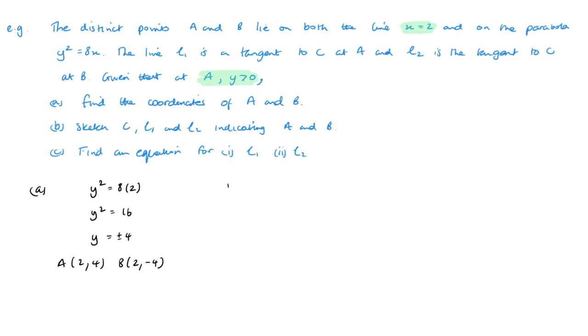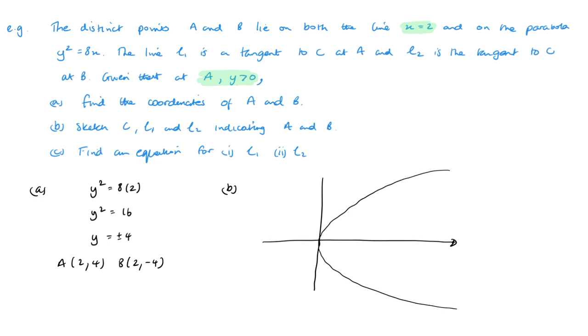Now, part B asks us to sketch C. So it's a parabola. So it's going to look like this. We've got the coordinates, so that'll be 2, so this will be A, and this will be B. So 2 minus 4, 2, 4, that's going to be 0 there.